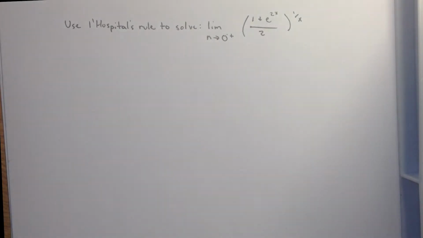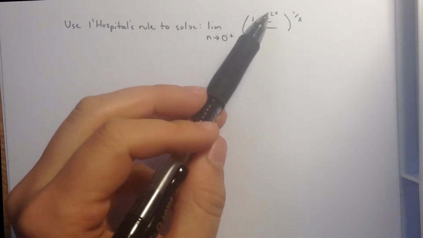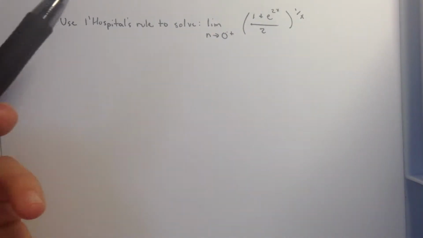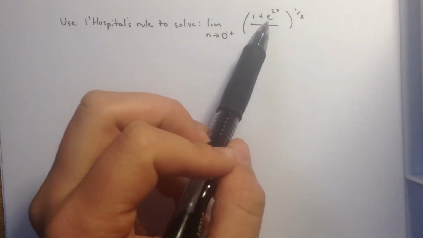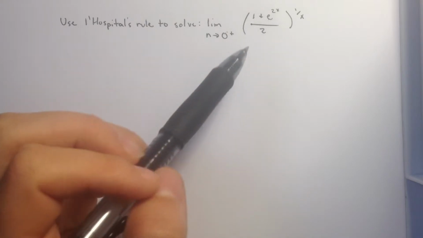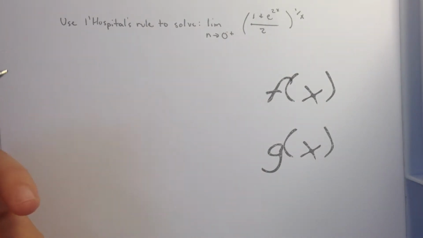So let's look back at our problem. We're trying to find out what the limit is as x approaches 0 from the right side of (1 plus e to the power of 2x over 2) all to the power of 1 over x. Right away you see that you have your two functions. You have e to the 2x and 1 over x out here, but they're not really in that f of x over g of x form that we're looking for, so that might lead to some problems.